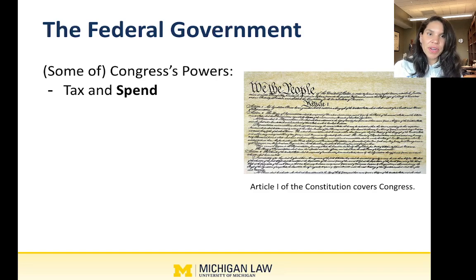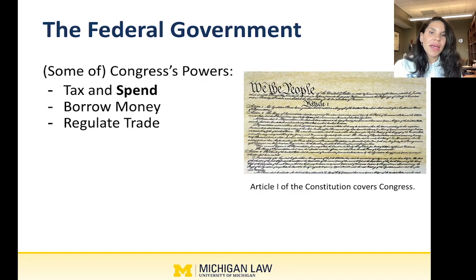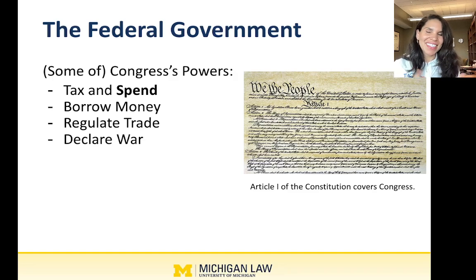So Article 1 of the Constitution says that Congress has the power to tax and spend. So Congress decides who to tax and how much to tax, and only Congress gets to decide what we spend our money on. Congress also has the right to borrow money when the national government runs out. Congress has the ability to regulate trade. So trade, commerce between our country and other countries, and also in between the states.